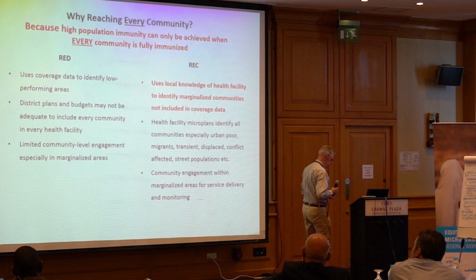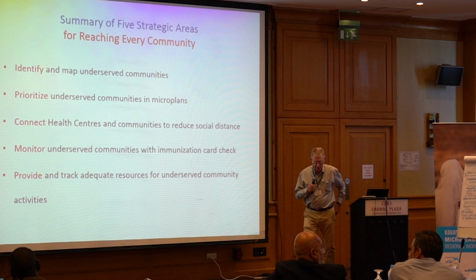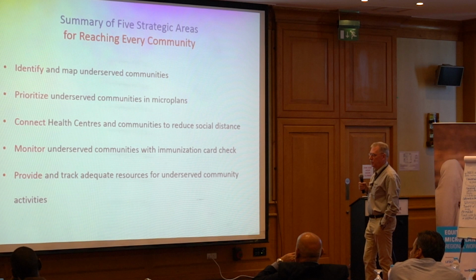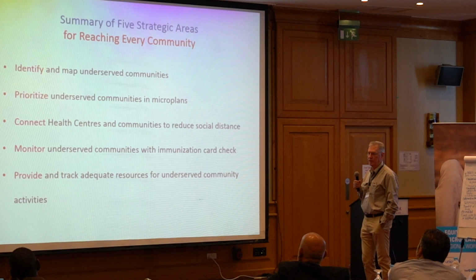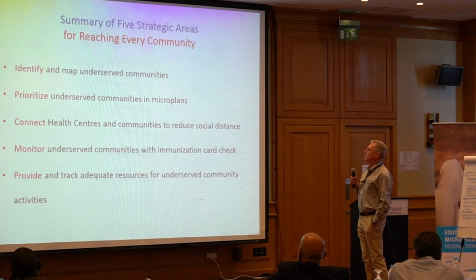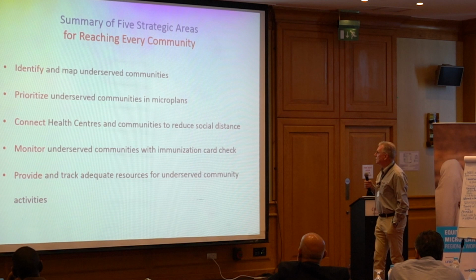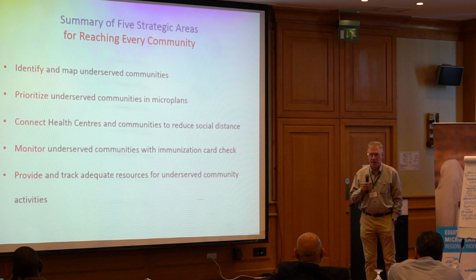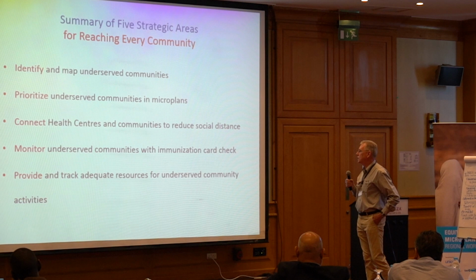So I've just summarized here, trying to put together these ideas of equity and reaching every community and microplanning, which we're going to do. Very simple summary here. If we have reaching every community, what are we talking about? Just five simple things. Identify and map. Okay, we understand that very well. Everybody's been doing that for years. But we have to prioritize the underserved, and maybe that's not happening. We have to connect the health centers with the communities. We have to monitor those very communities, often by visiting them and checking cards. It's hard work, it's legwork. And lastly, we have to provide and track these resources to make sure they're getting down to pay for those activities, to pay for the legwork, essentially.